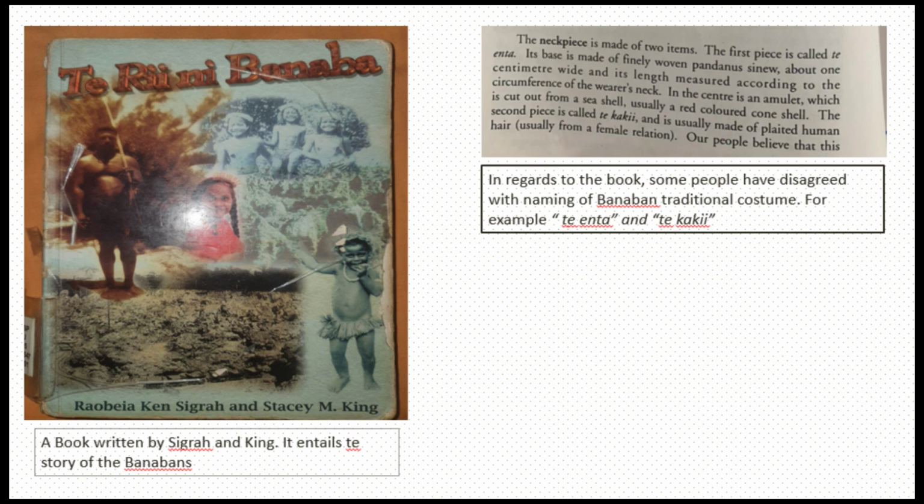Yes, that snapshot, I took it because she named our Banaban traditional costume. She named it as Tenta and Tekaki. You can see that in open and close inverted commas, and you can see the first name in the second sentence, Tenta, and in the second last sentence, the one in italic, the Tekaki. So she actually named our Banaban traditional costume as Tenta and Tekaki.